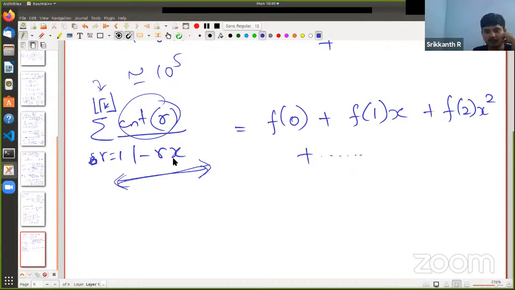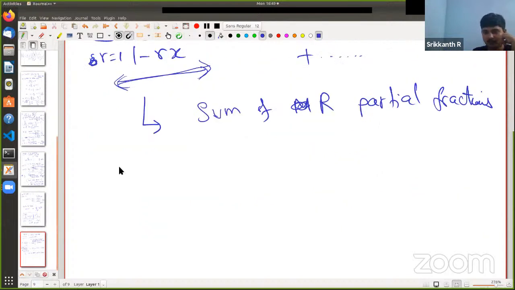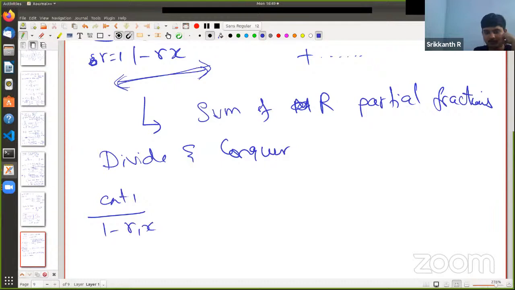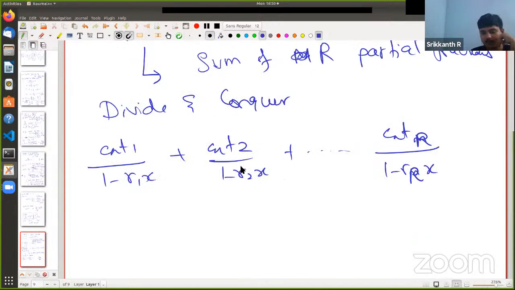Okay, and let's try to simplify this expression. Here we have sum of r partial fractions, and we can evaluate this quickly by using divide and conquer. So what we have is, let's say, count 1 by 1 minus 1 x plus count 2 by 1 minus 2x plus so on. So count m by 1 minus mx. We want to simplify the sum of these partial fractions.